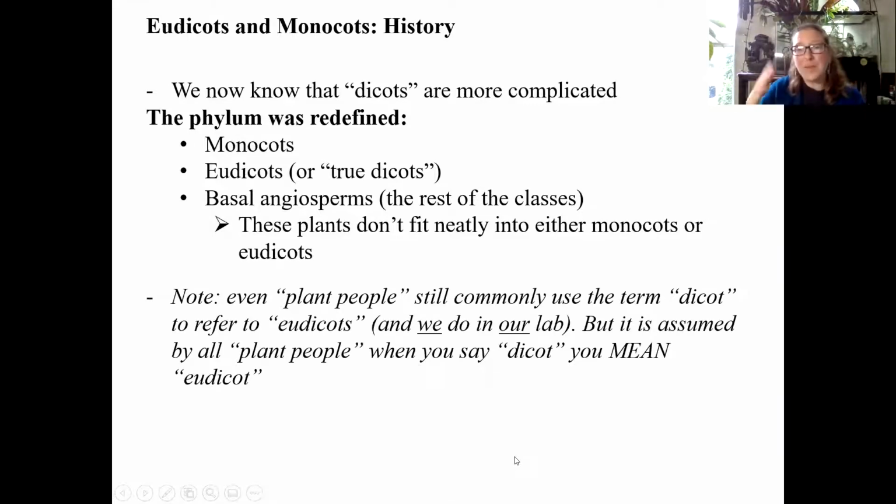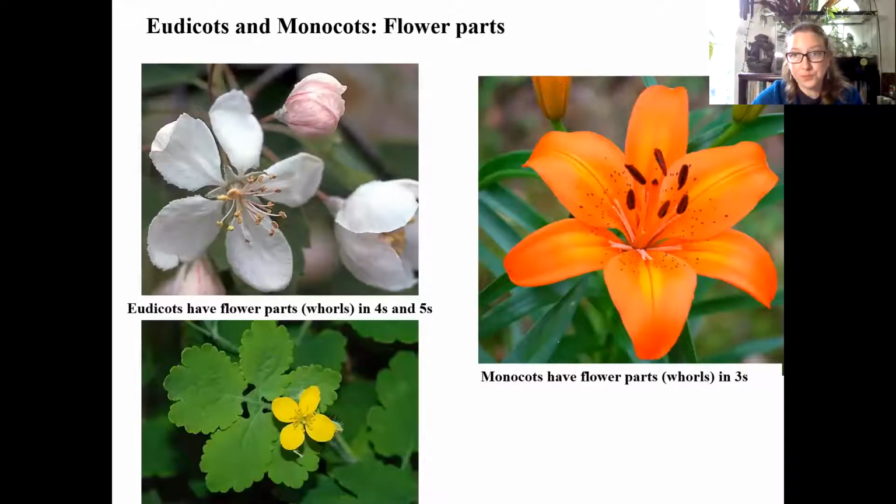But even plant people still use the term dicot, just out of habit. And when a plant person says dicot, they mean eudicot. Just keep that in mind. In lab, we still use dicot, but when you say dicot, it's just assumed you mean eudicot, FYI. And so now angiosperms are Magnoliophyta and not Anthophyta anymore. All right.